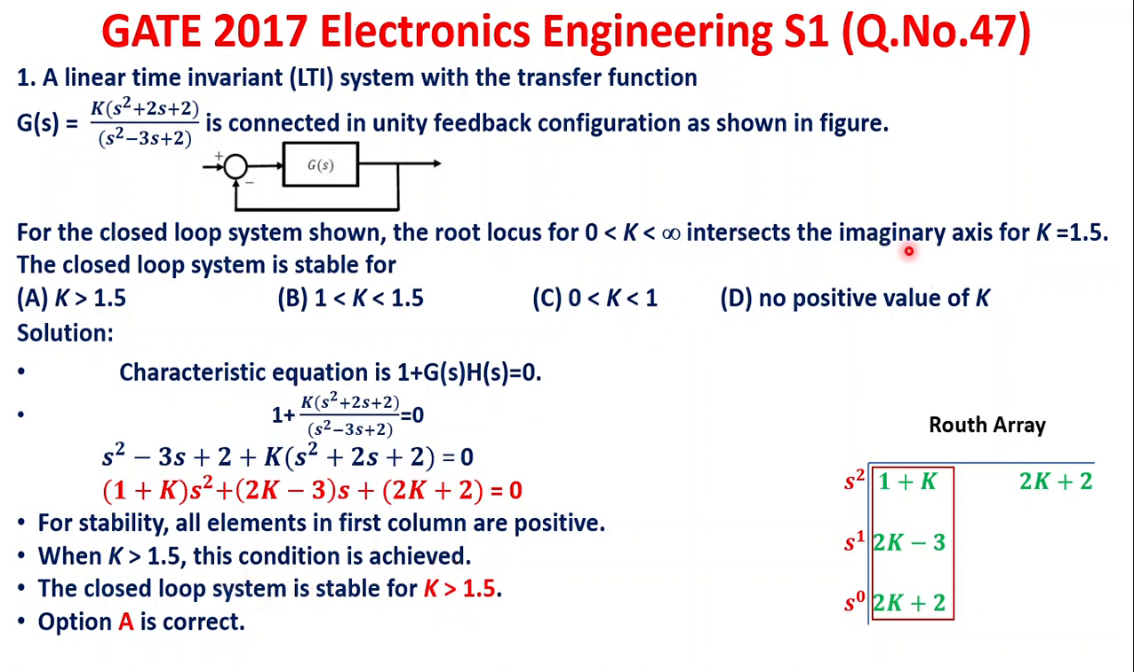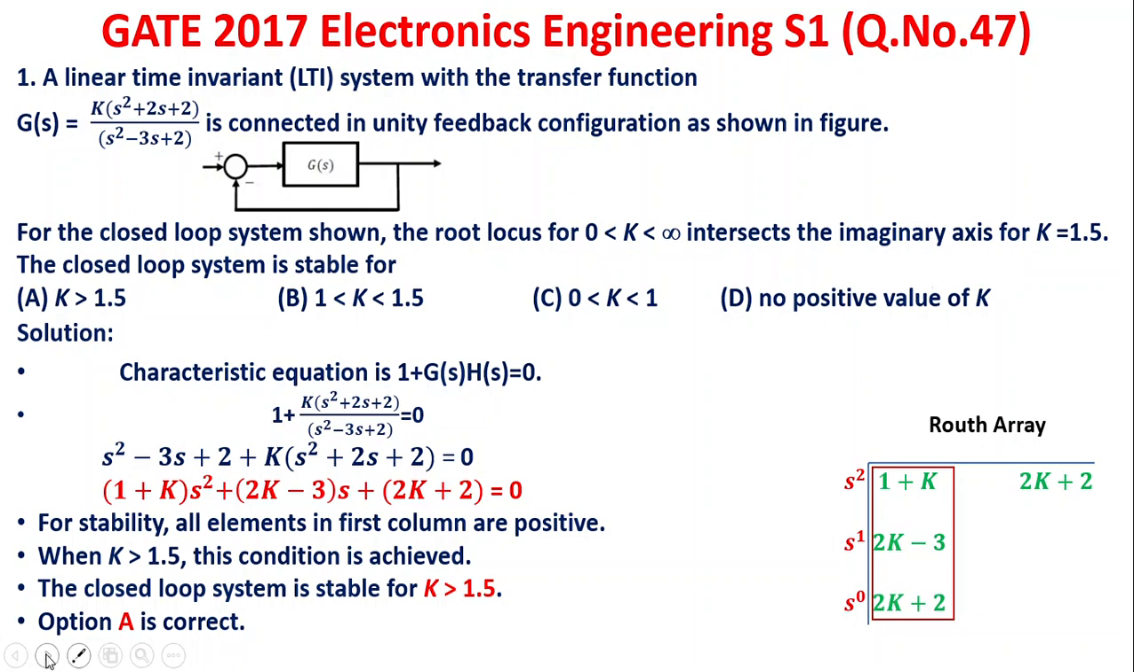Of course, the intersection with the imaginary axis we need not bother about, because our aim is not to determine the frequency of sustained oscillations. When k equals 1.5, this becomes a row of zeros, and then we have to form the auxiliary equation, but that is not at all required for us. The question is the stability range, that's all. So k greater than 1.5, option A is correct.